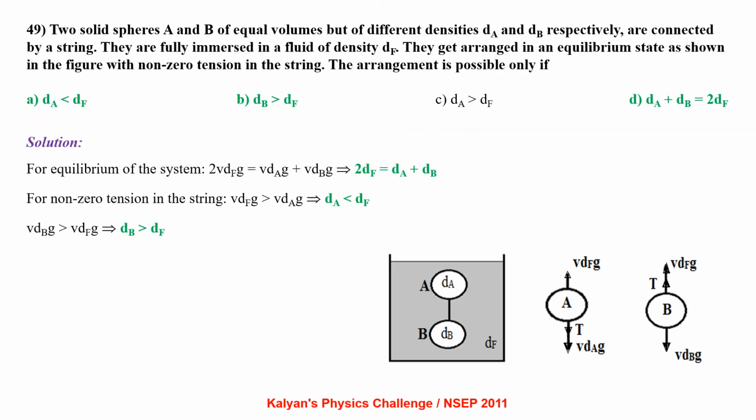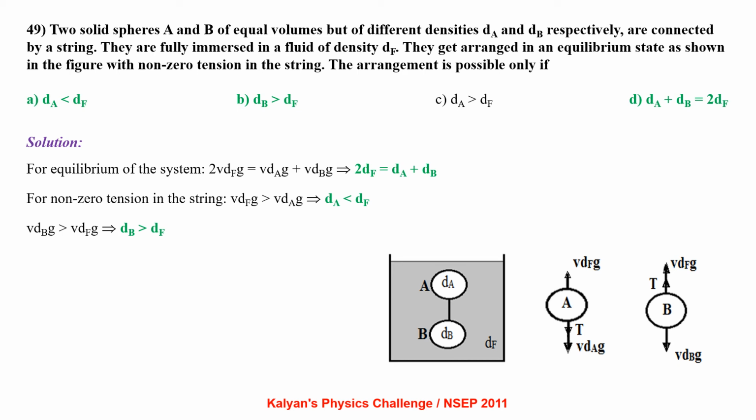Two solid spheres A and B of equal volumes but of different densities dA and dB respectively are connected by a string. They are fully immersed in a fluid of density d fluid. They get arranged in equilibrium state as shown in the figure with non-zero tension in the string. The arrangement is possible only if, for equilibrium of the system, 2 V d_fluid g = V dA g + V dB g, that is gravitational force equals buoyancy force, from which we get 2 d_fluid = dA + dB.